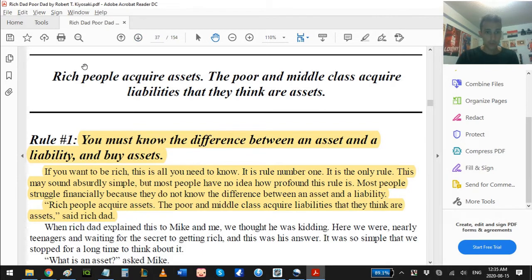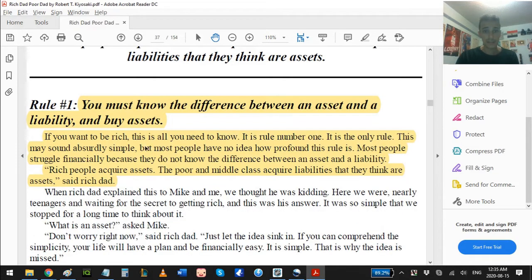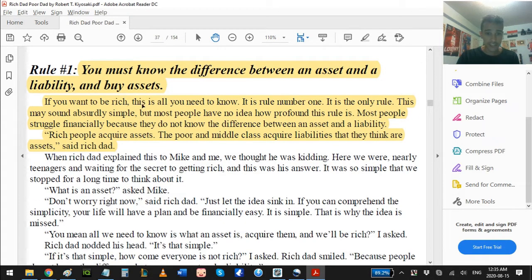Let's get to it. So, rich people acquire assets. The poor and middle class acquire liabilities that they think are assets. So, rule number 1, you must know the difference between an asset and a liability, and buy assets. If you want to be rich, this is all you need to know. That's a bold statement right there. It is rule number 1, period. It is the only rule, period.